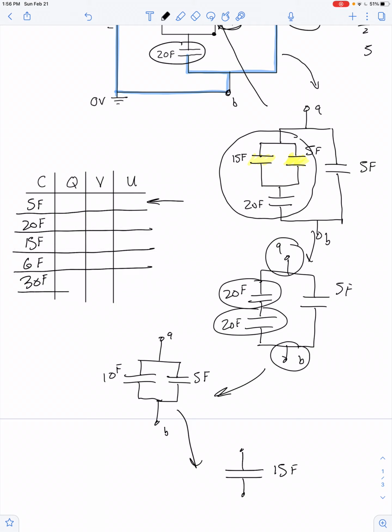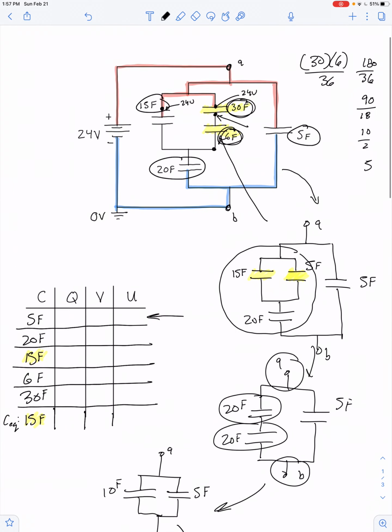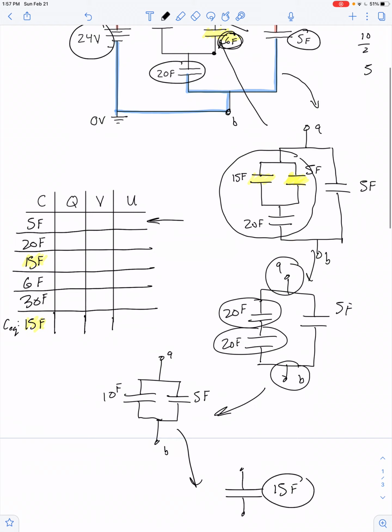Then we need to add one last row for the equivalent. And we found that the equivalent is also 15. So as not to confuse this 15 farad with the equivalent of 15, let's just write CEQ on that last line to be sure. Well, the one thing we know without a doubt is that the voltage for the equivalent capacitance is the full voltage of the whole circuit. So we can say we have 24 volts here. And now Q is equal to CV, so if we multiply 24 times 15, that's 240 plus 120. That should give us 360 coulombs.